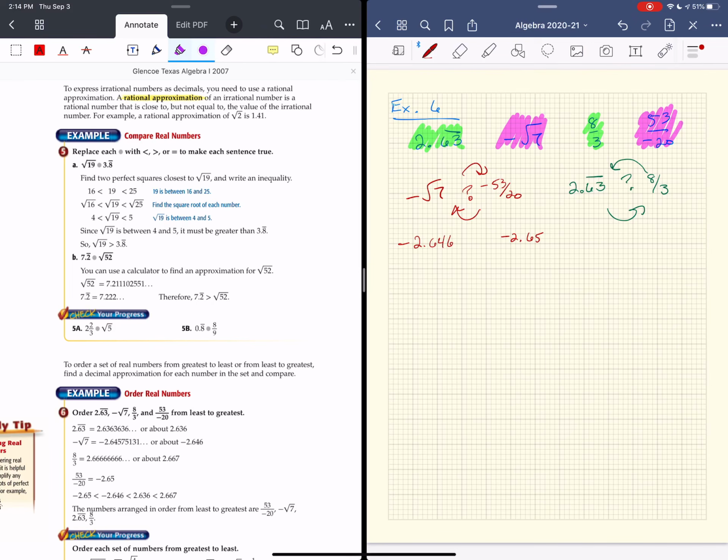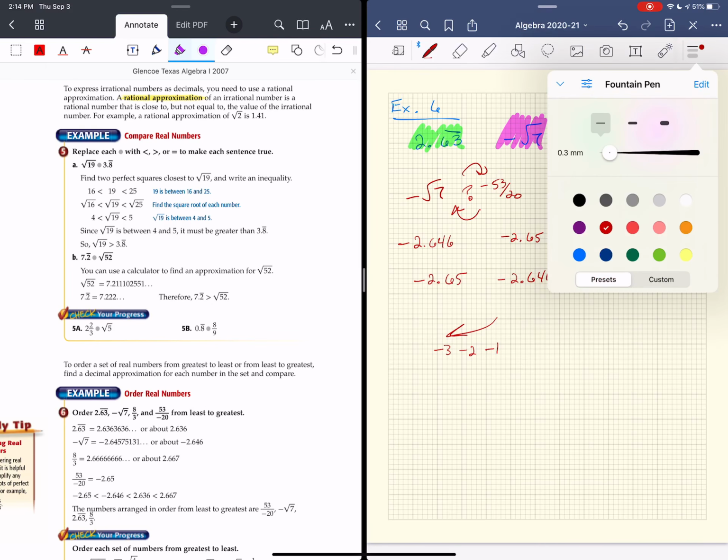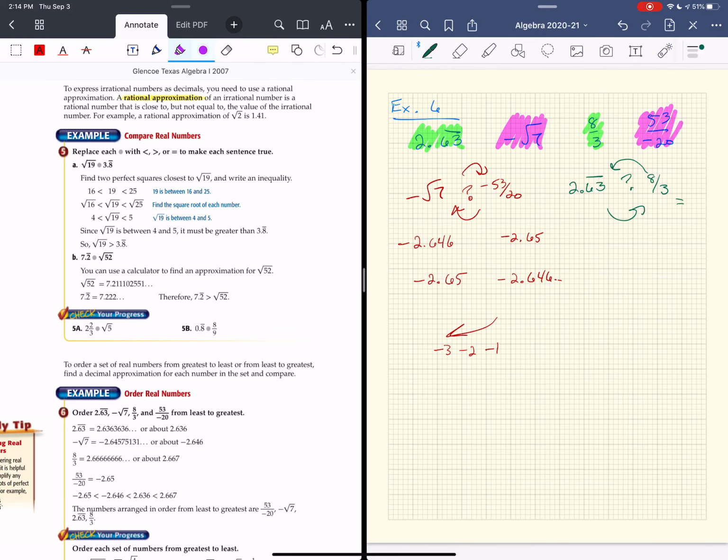These are so close. Remember, as we move further to the left on the number line, the numbers themselves look bigger, right? And so, in fact, the negative 2.65 is going to be to the left of negative 2.646, on and on. And then the same thing ends up being true over here with the positive numbers. 8/3 is the same as 2 and 2/3, so that's going to be 2.66 repeating. So it goes 2.63 repeating, and then 2.66 repeating. And again, you can go into the calculator to get all of this.